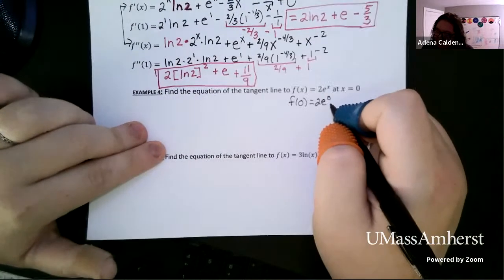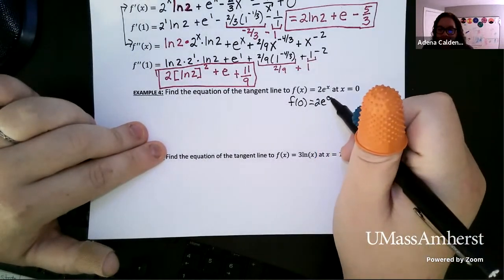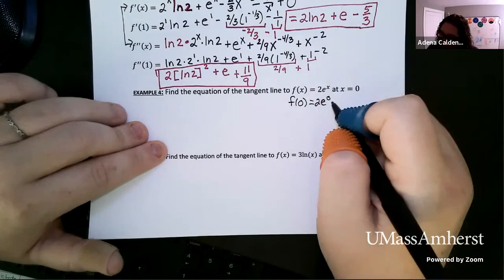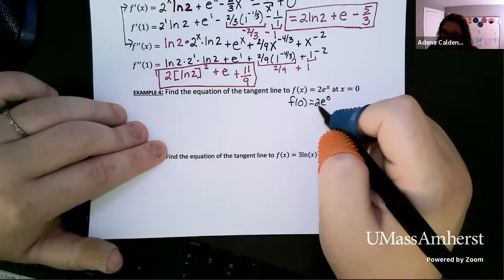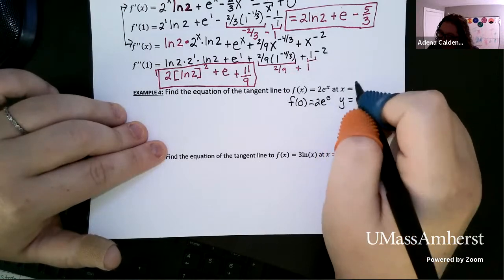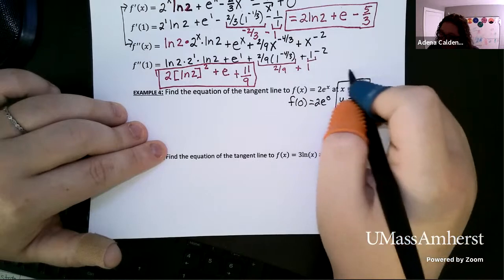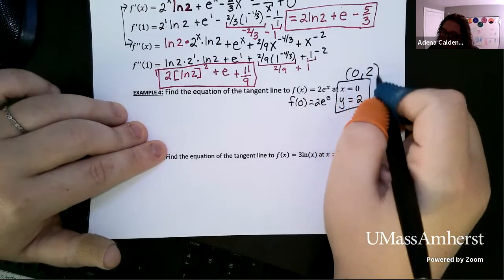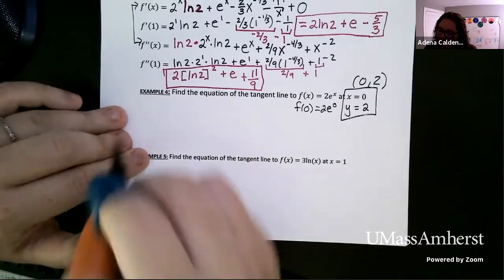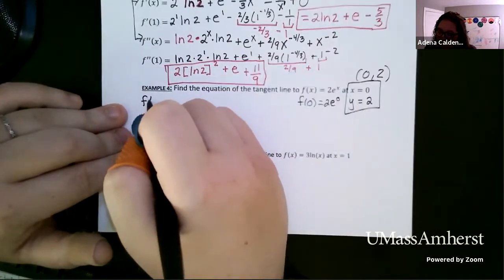So if we plug in a 0, we have 2 times e to the 0. As a reminder, e to the 0 is going to be 1. So that makes this 1 times 2, which is 2. So when x equals 0, y equals 2. So our point here, the point where this tangent line touches, is the point (0, 2).